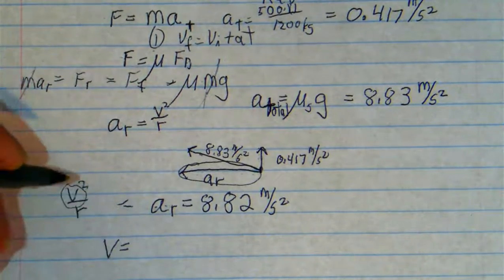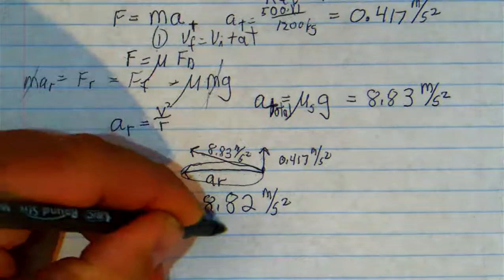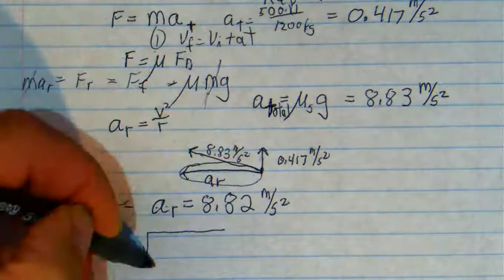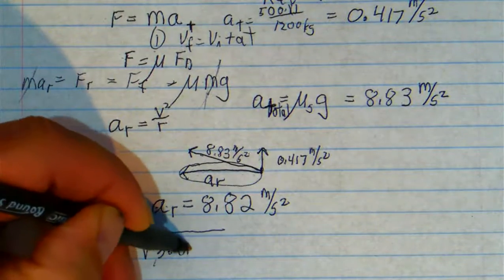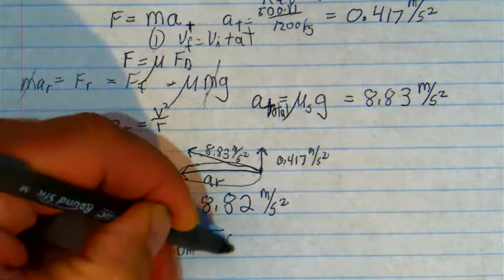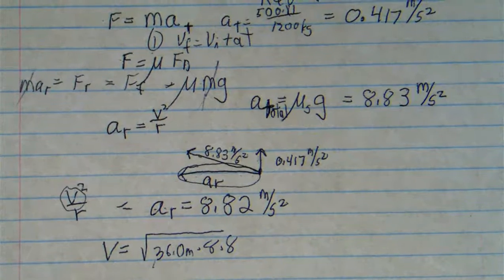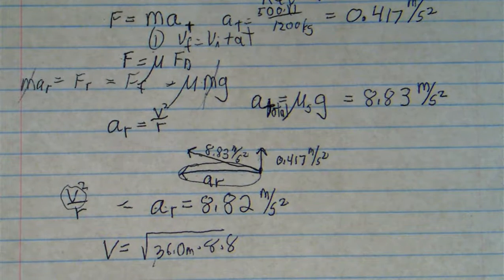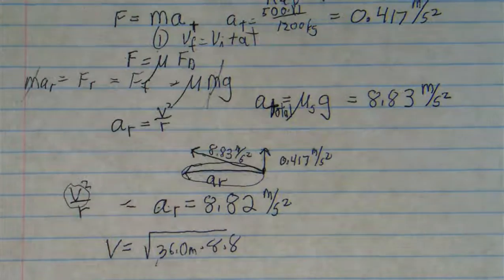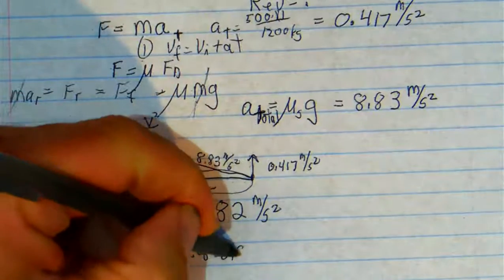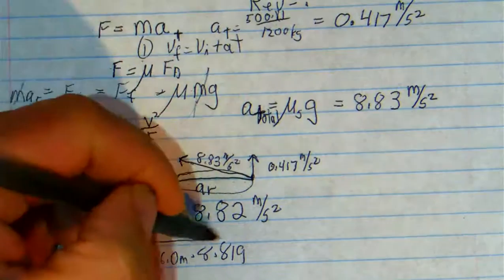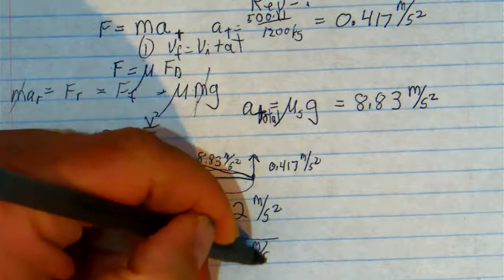In fact, if I take the square root of 36 meters times 8.8, I'm tempted to call it 8.819 because that's what it said on the calculator. Sure, to 4 sig figs, meters per second squared.